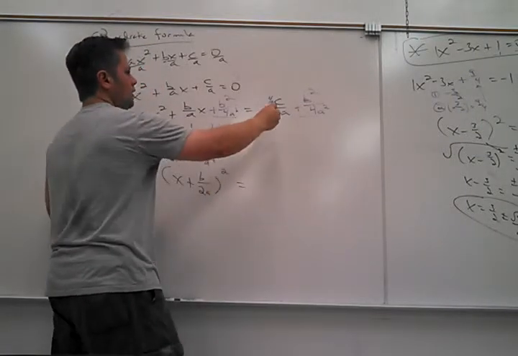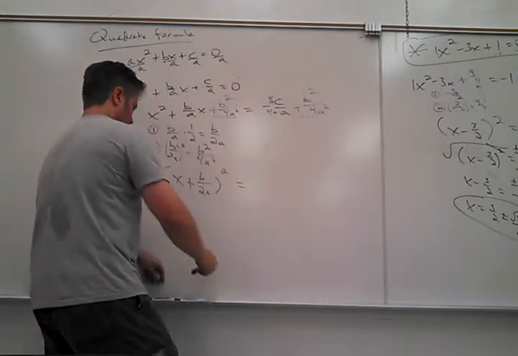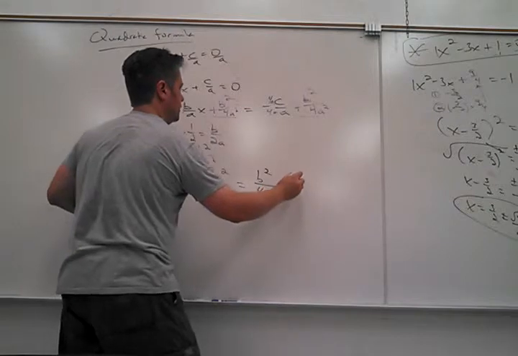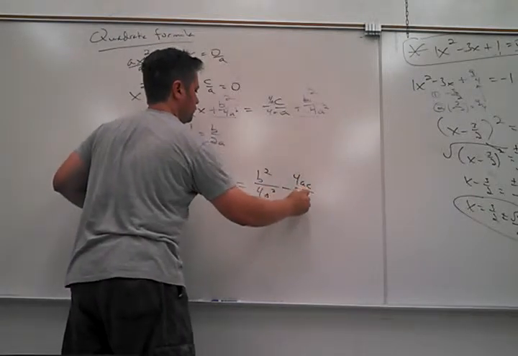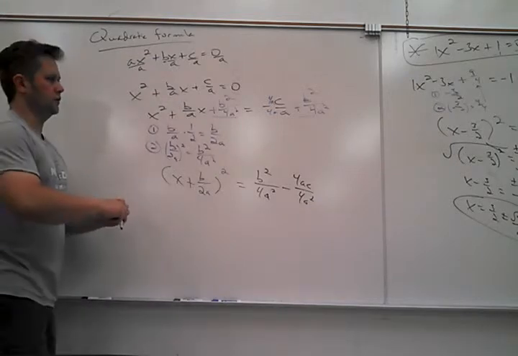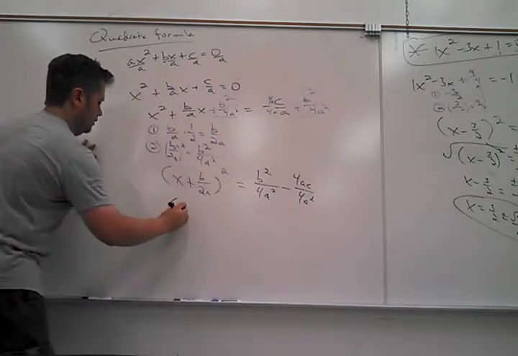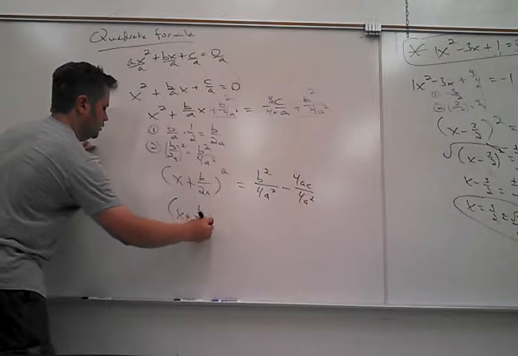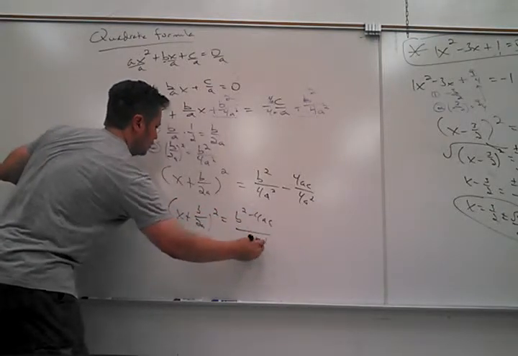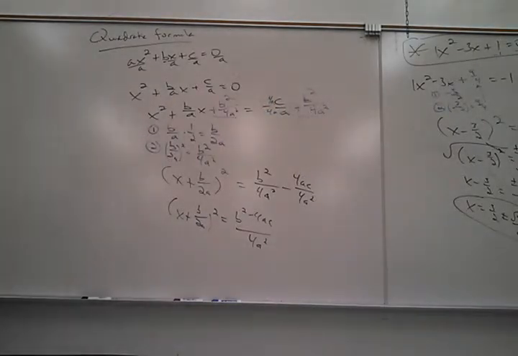So I'll get, let's see where I'm writing, b squared over 4a squared minus 4ac over 4a squared. Is that cool? So I get x plus b over 2a, squared, equals b squared minus 4ac over 4a squared. Good Lord.